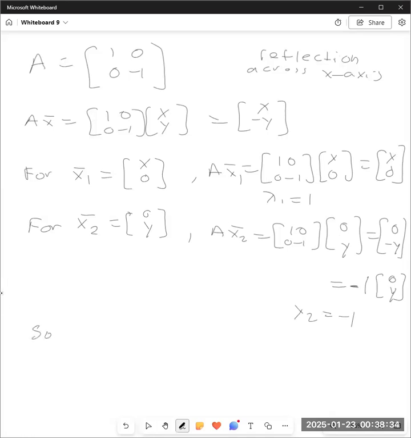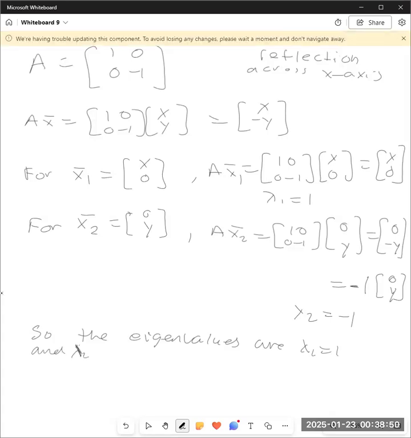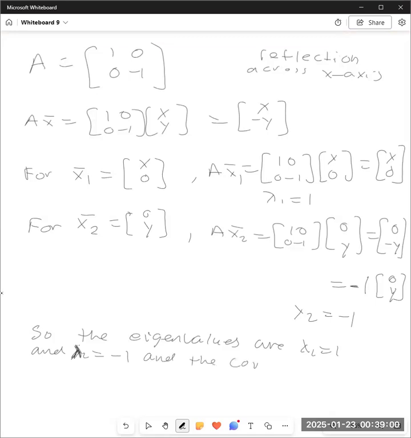So that makes lambda 2 equal to negative 1. So the eigenvalues are lambda 1 equals 1 and lambda 2 equals negative 1, and the corresponding eigenvectors are the x-axis and y-axis respectively.